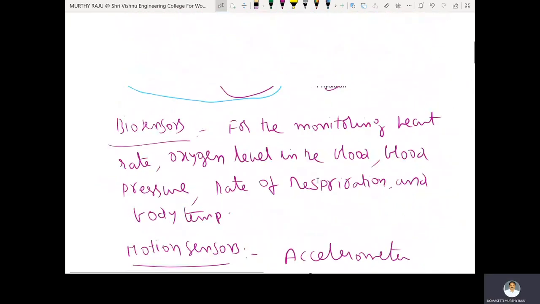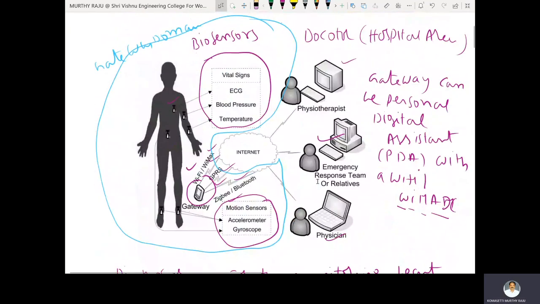In this example, body area network: first one, sensors and gateway. This is the gateway node. The gateway node is a personal digital assistant device with Wi-Fi and WiMAX, and sometimes the gateway node is called your smartphone. That means the smartphone is incorporated with the GPRS system and provides some cellular mobile communication. Sometimes the gateway is Zigbee and Bluetooth.